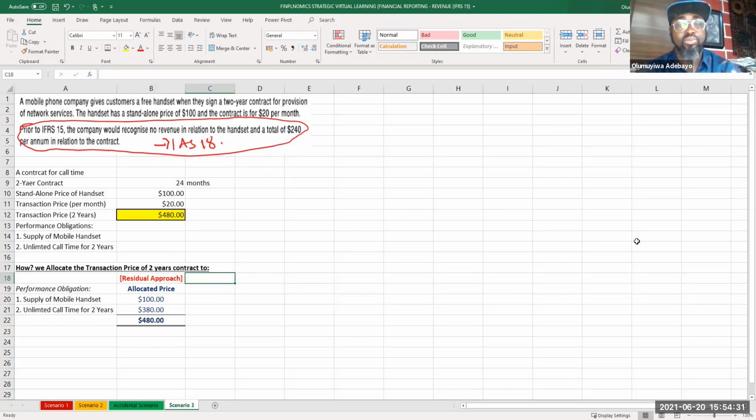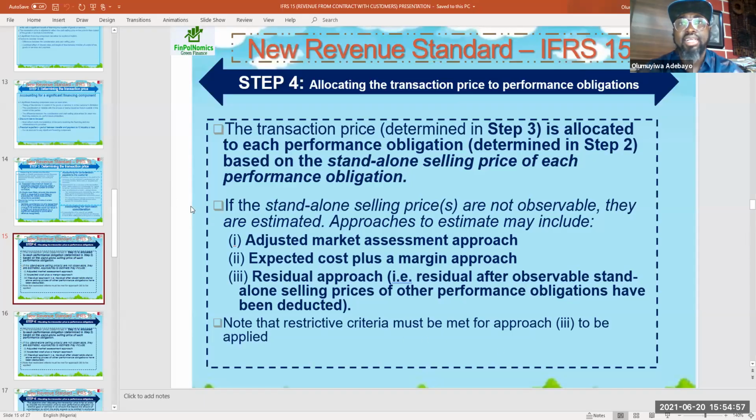Now I can use the other approach. Which other approach can I use? And later on, you tell me which one is much more favorable to be used under IFRS 15. Which other approach out of the remaining 2 can I use, since the standalone prices are not observable in totality? Can I use adjusted market assessments or expected cost plus a margin? We don't have information relating to margin or even the cost. Therefore, the only alternative available is adjusted market assessment.